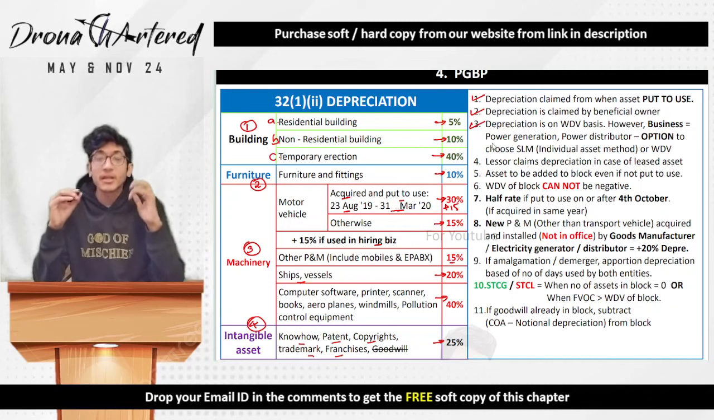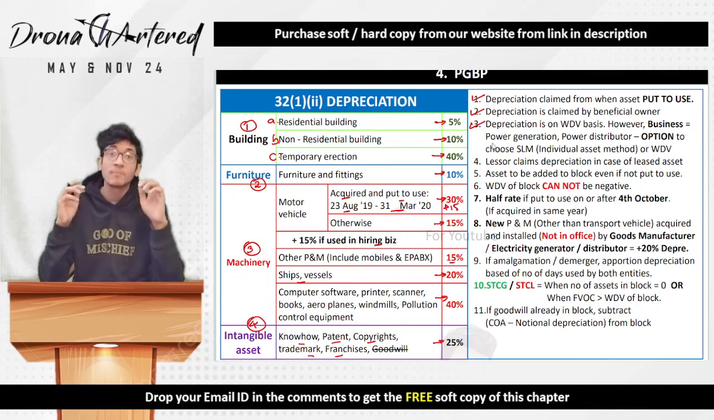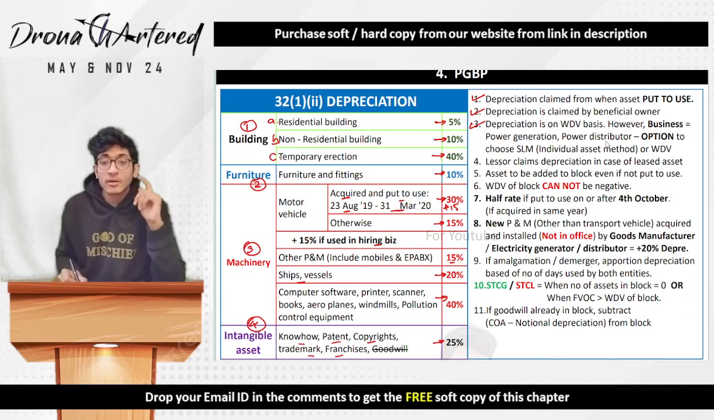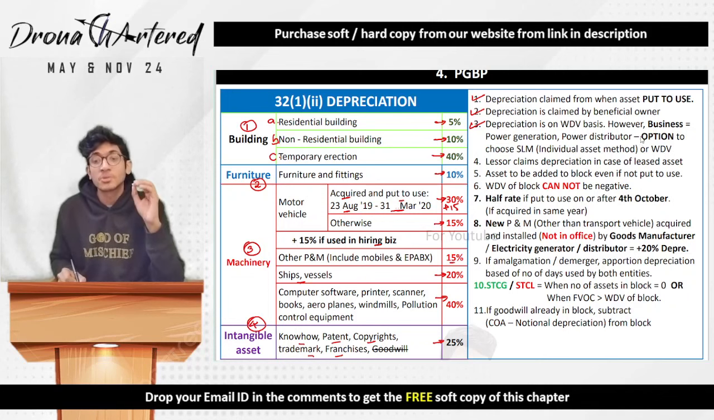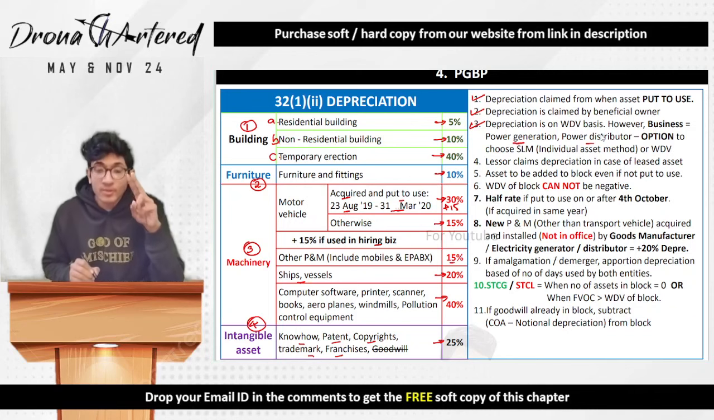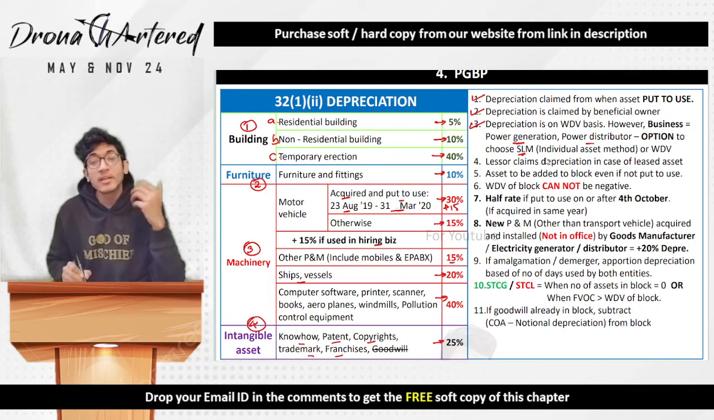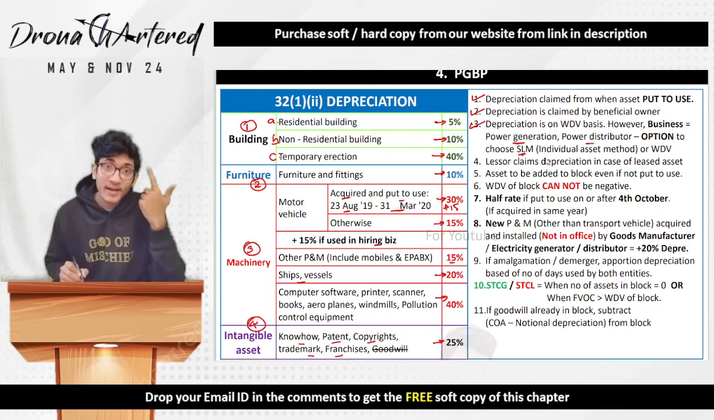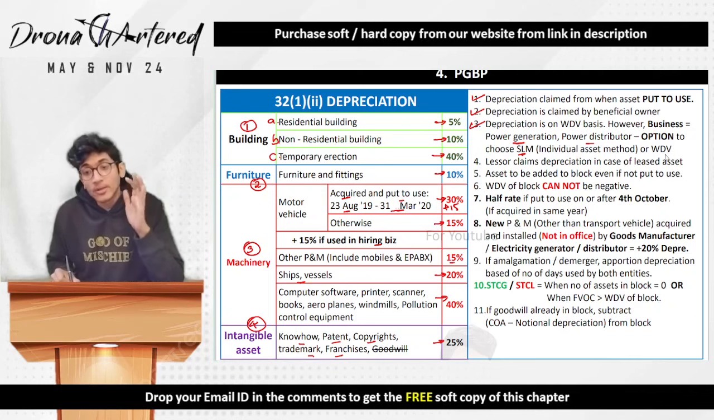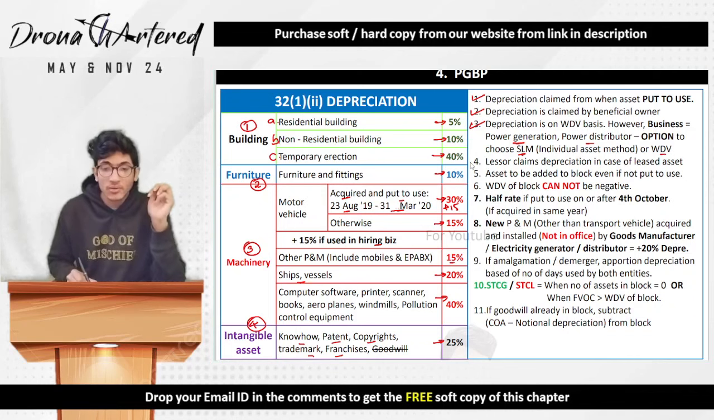Next is depreciation is on WDV basis. That means it is on written down value basis. It is not on SLM basis. However, certain businesses have been given an option. Which businesses, sir? That is your power generation and your power distributor. These two types of businesses have been given an option to choose SLM. That means they can choose the individual asset method and straight line method, or they can go with the WDV. They have been given an option that you can choose either of these.